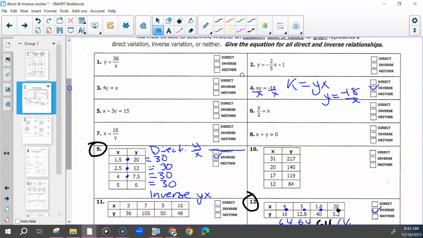Two is already solved for y. It looks like our direct, but is it direct? No, why? The y-intercept is not zero. It is neither. So if it looks like slope-intercept form, but it has a different y-intercept that is not zero, it is neither. Any others on this page? One. So again, it's already solved for y. Which one has x in the denominator? Inverse.